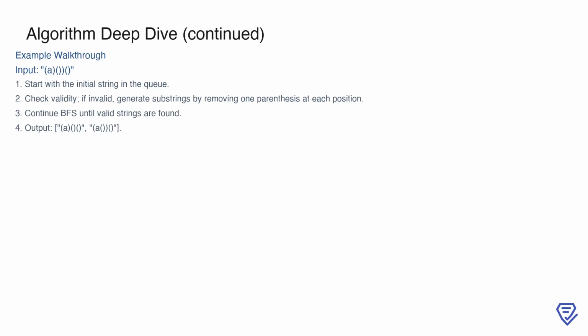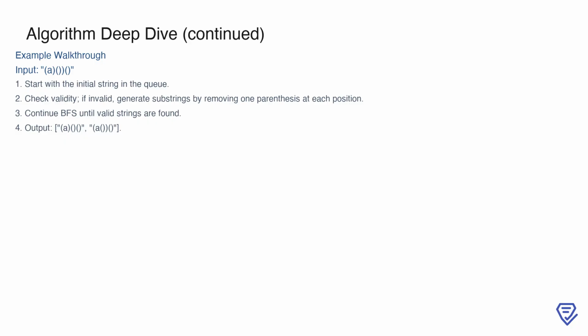As BFS progresses, we continue generating and validating strings at each level, ensuring minimal removals. Eventually, we identify valid strings like A and A, which are added to the result list. These strings satisfy the criteria of having balanced parentheses while minimizing the number of edits. The final output for this input is A, demonstrating how the algorithm efficiently finds all solutions with the smallest number of removals.